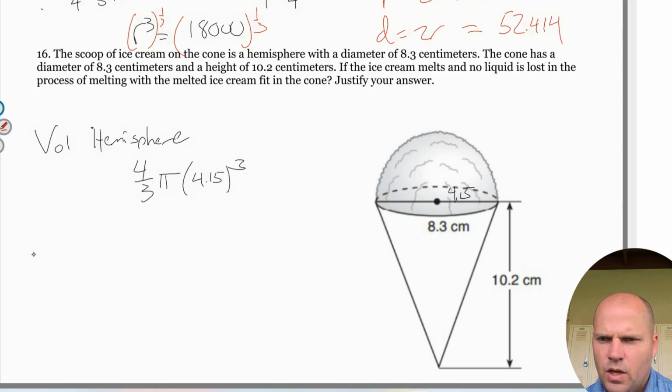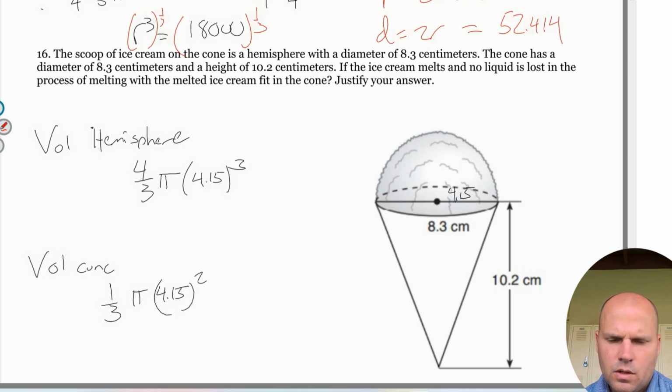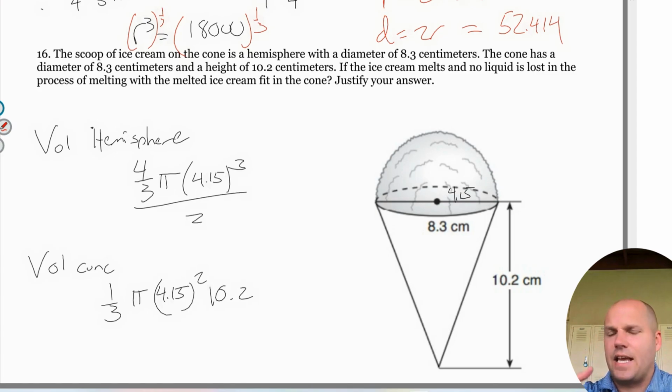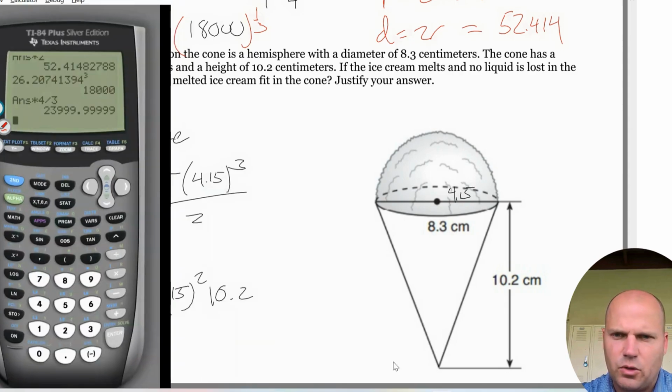Well, that's going to be 4/3 pi times r, which is 4.15, cubed, divided by 2, since I forgot to divide by 2. And then we're going to look at the volume of the cone, which will be 1/3 area of the base times the height. We're going to compare these two values, and if the volume of the ice cream is more than the volume of the cone, we're going to spill out. We won't be able to fit. If the volume of the ice cream is less than, then it's going to fit. So we just have to do a little bit of calculations.